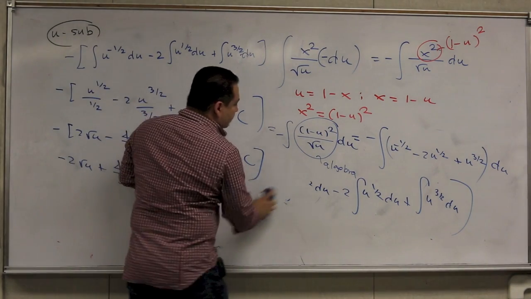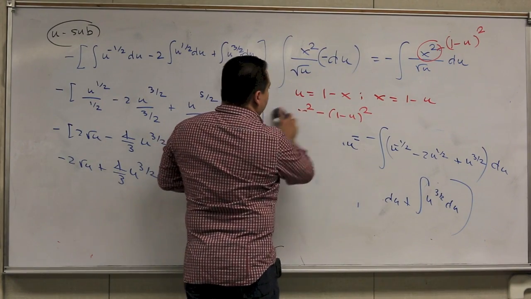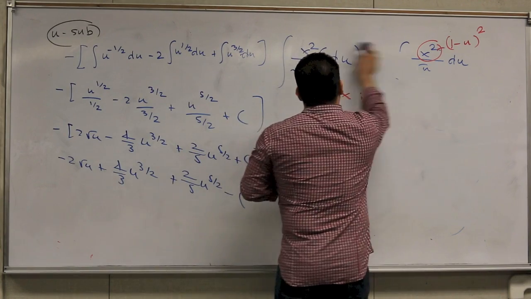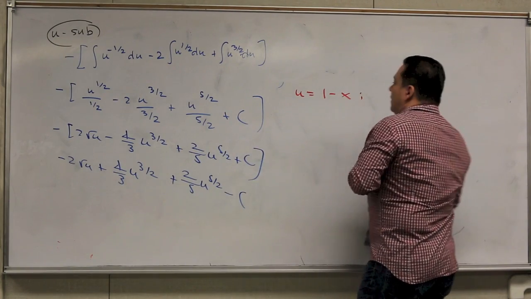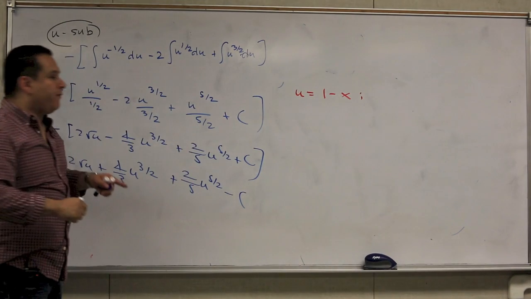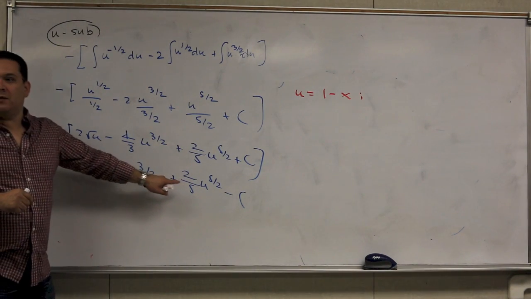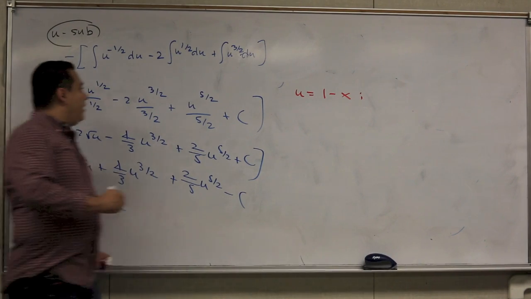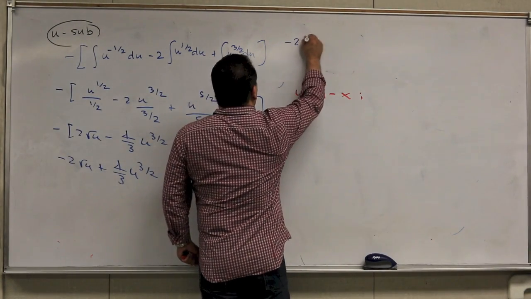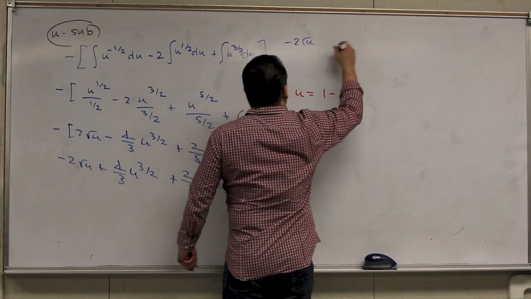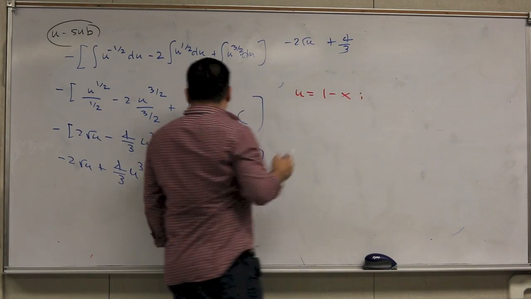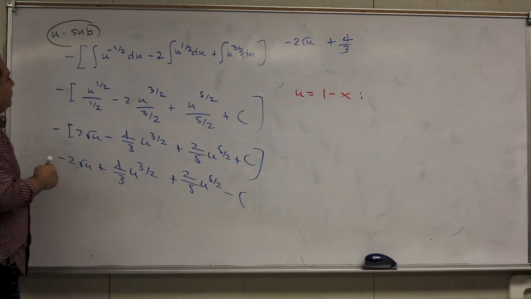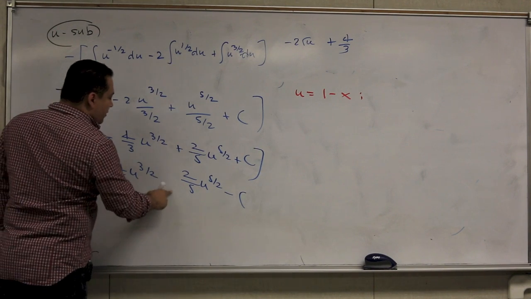I'm going to erase this. I'm going to keep my u as 1 minus x. And then it might be a good idea for us to do some simplifying. Can you guys simplify these? What's u to the 3/2? Isn't this minus 2 square root of u? Isn't the 2/5 negative? Plus 4/3. Is your 2/5 negative? Yes. Oh, change the sign. You're right. Where did we change that? Right here, negative. Okay, good.